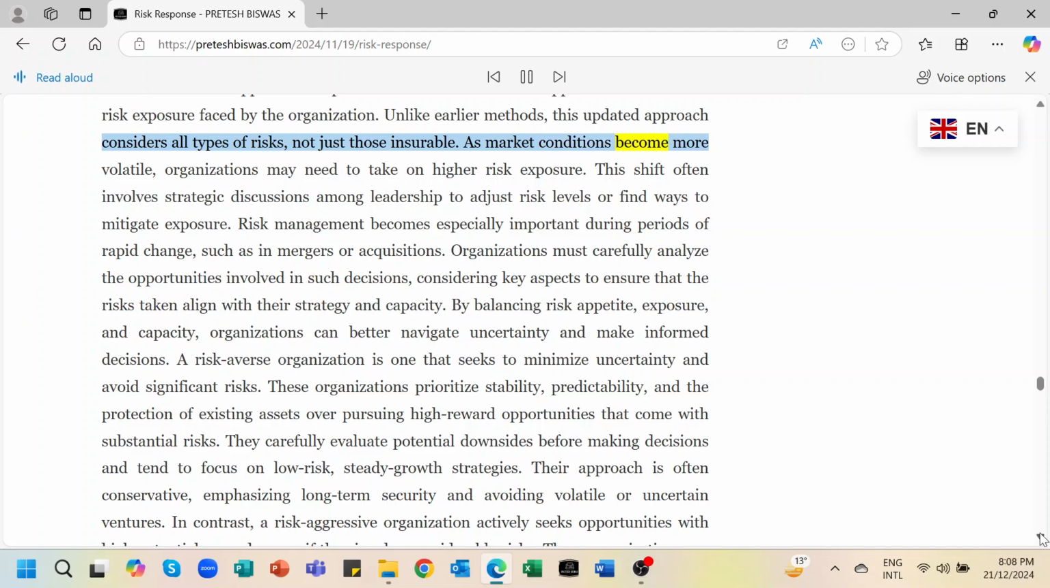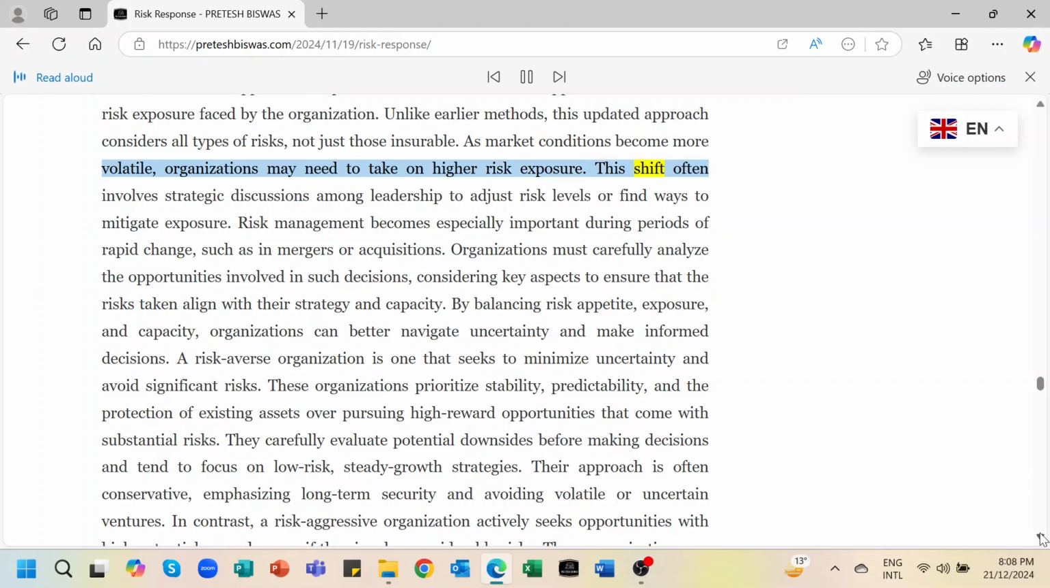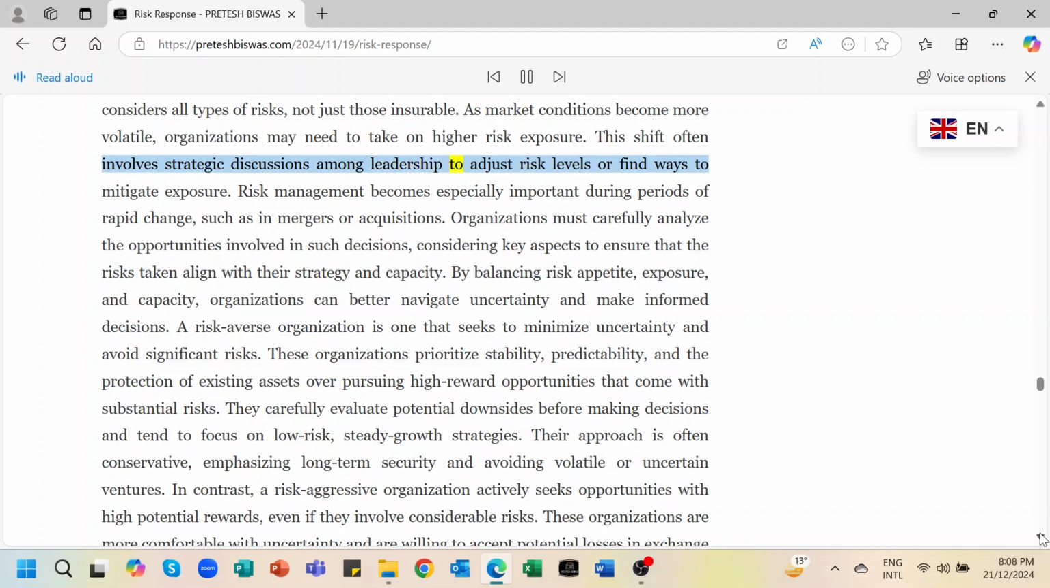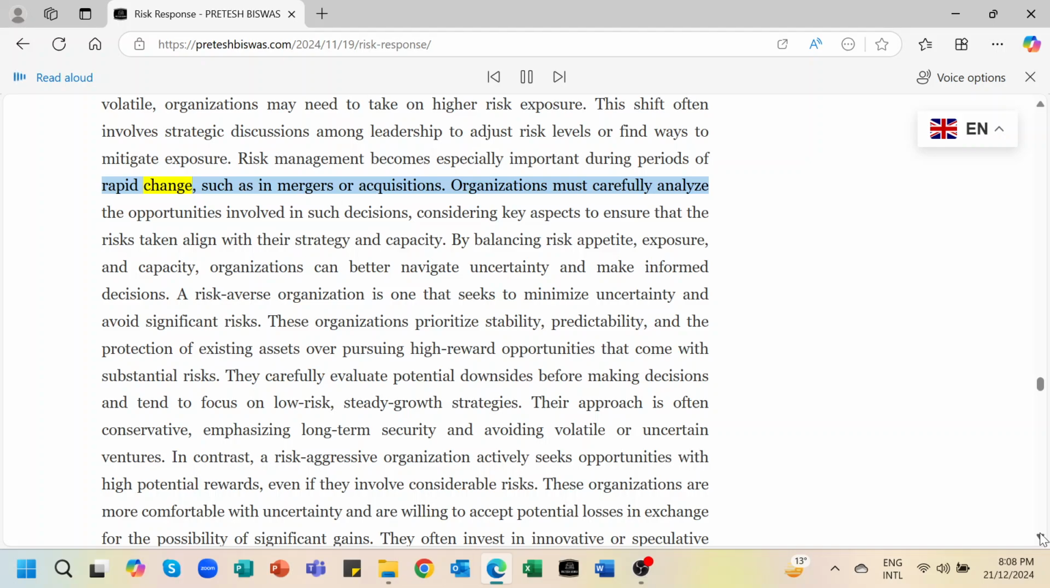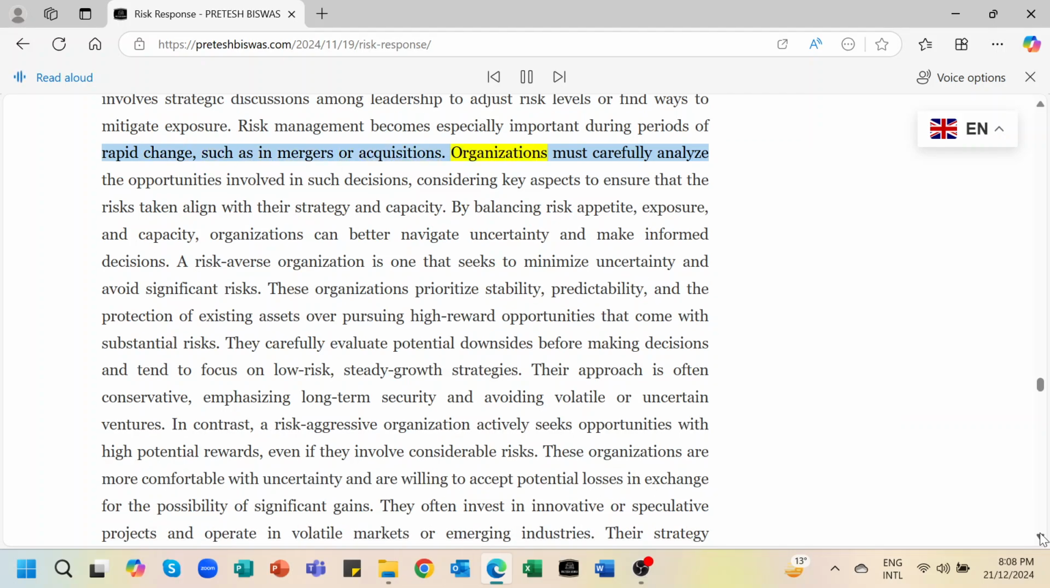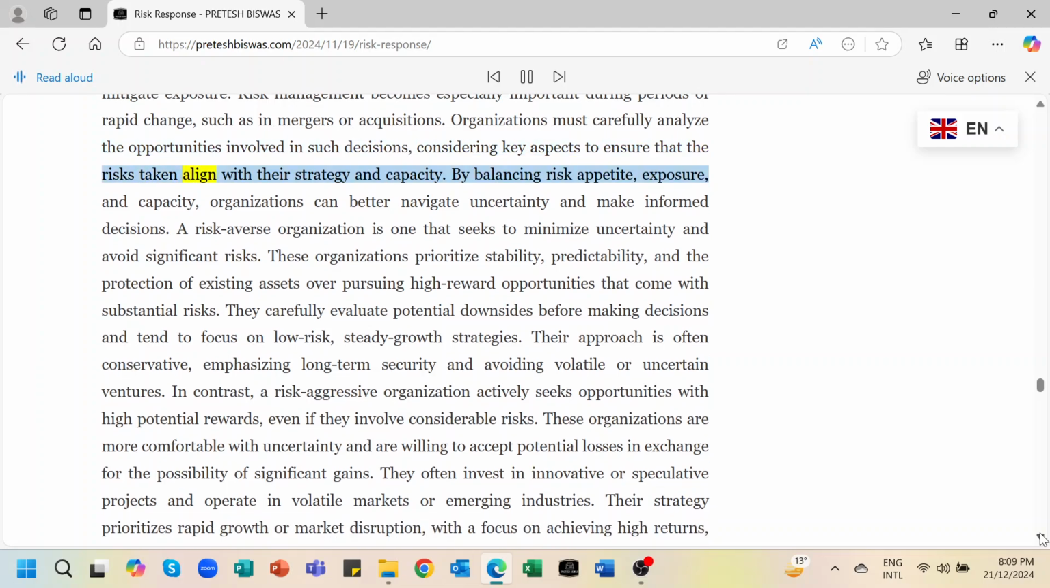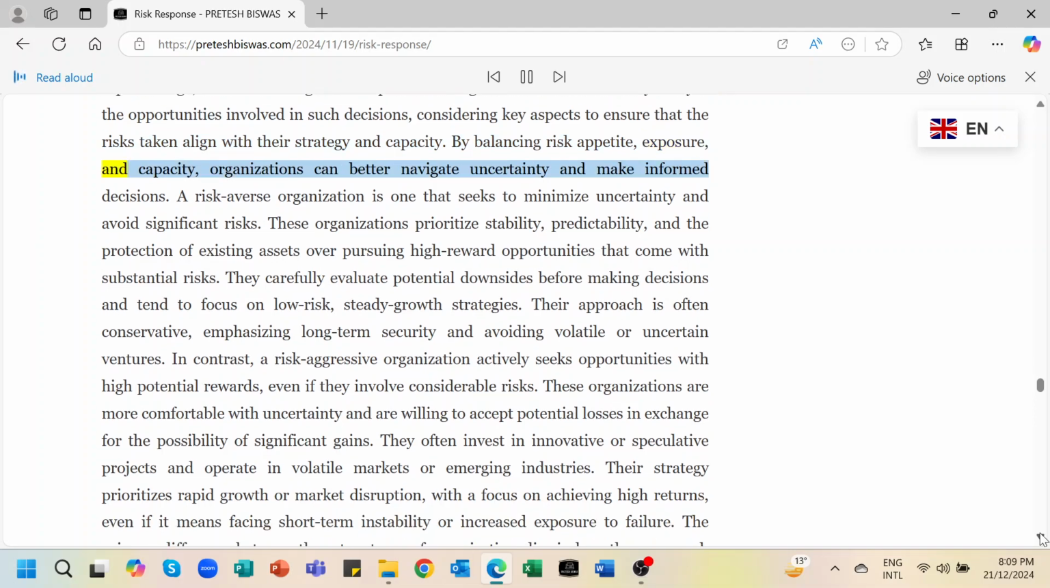As market conditions become more volatile, organizations may need to take on higher risk exposure. This shift often involves strategic discussions among leadership to adjust risk levels or find ways to mitigate exposure. Risk management becomes especially important during periods of rapid change, such as in mergers or acquisitions. Organizations must carefully analyze the opportunities involved in such decisions, considering key aspects to ensure that the risks taken align with their strategy and capacity. By balancing risk appetite, exposure, and capacity, organizations can better navigate uncertainty and make informed decisions.